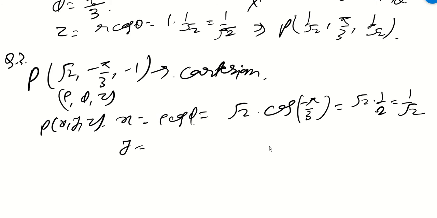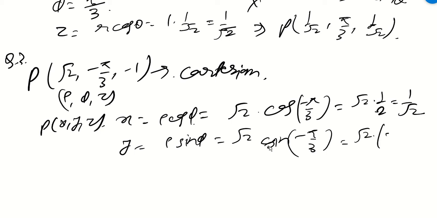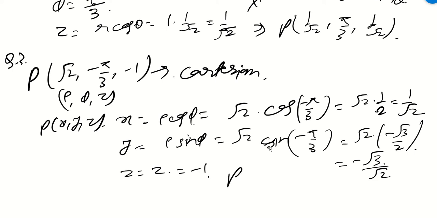Then y will be rho sin phi. So this is going to be root 2 into sin of minus pi by 3, so root 2 into minus root 3 by 2. So this is going to be minus root 3 by root 2. And z will be z only, so this is going to be minus 1. So this is how you have got the point P as 1 by root 2, minus root 3 by root 2, and minus 1.